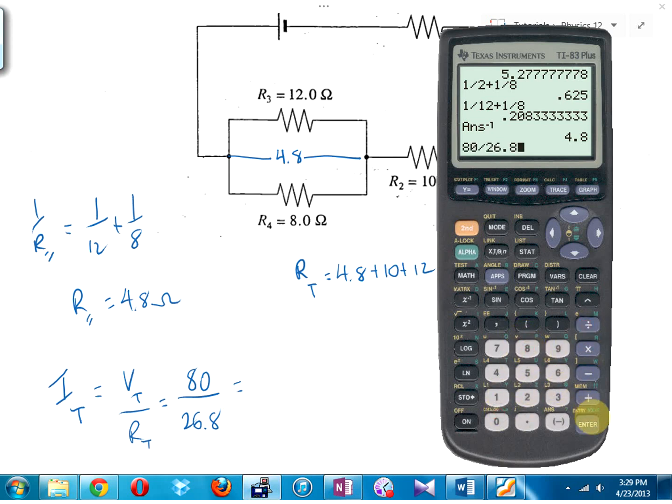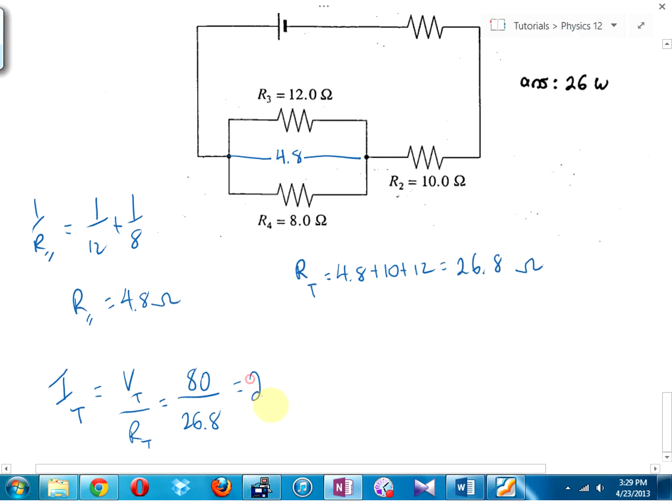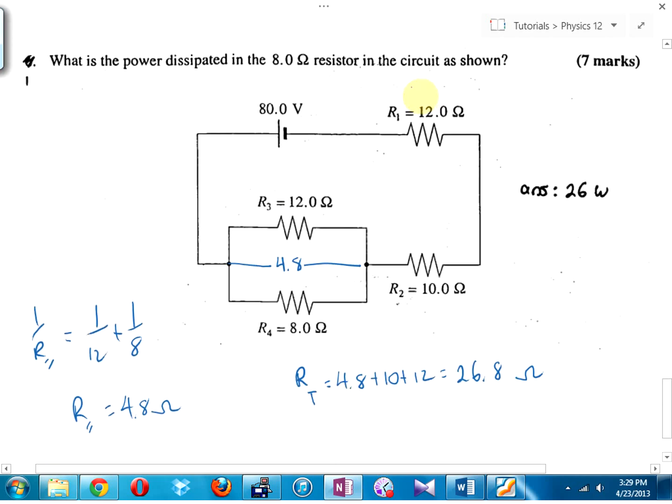Is my 26.8 right? Yeah, I did. It's 2.985, because there's a 0 after that. I think 4 sig figs will be good. 2.985 amps.